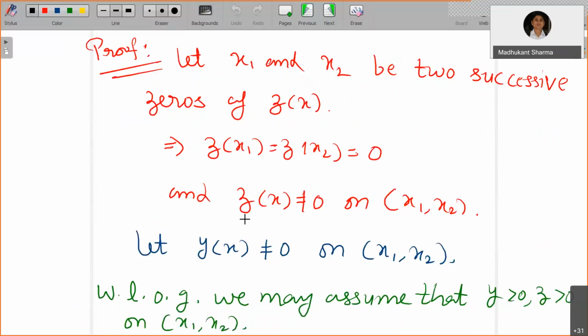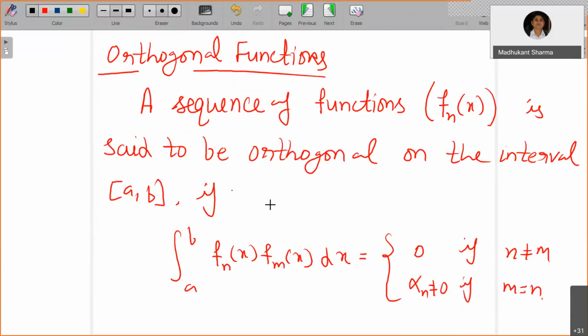Okay, right. So next we have the definition of orthogonal functions, and they are going to play a very important role for the Sturm-Liouville boundary value problem. So this is why they are important to define. Okay, so orthogonal functions.